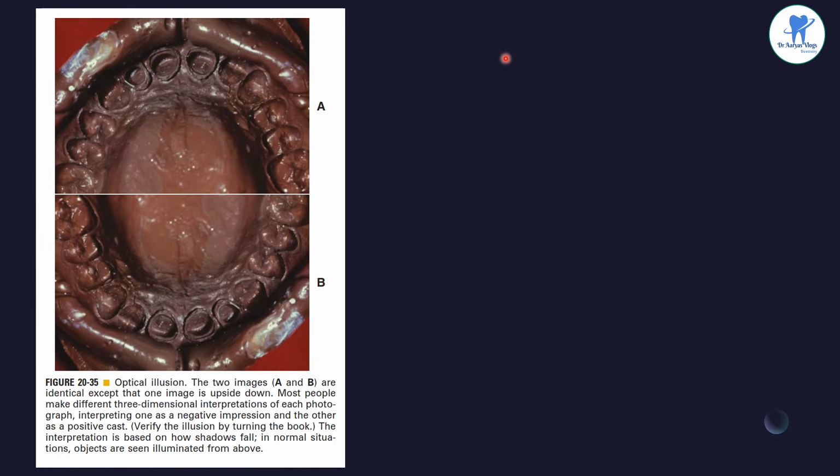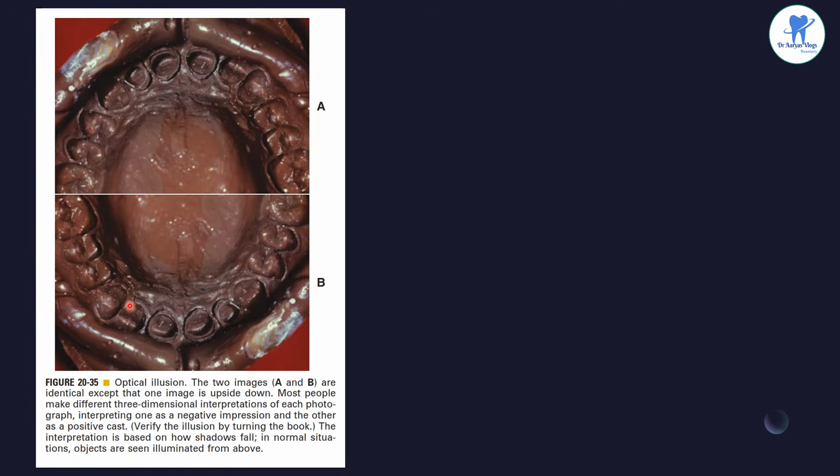This is the picture showing the optical illusion. Here are two images which are identical except that one image is upside down. Most people make different three-dimensional interpretations of each photograph, interpreting one as a negative impression and the other as a positive cast.